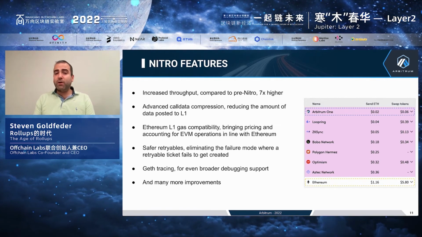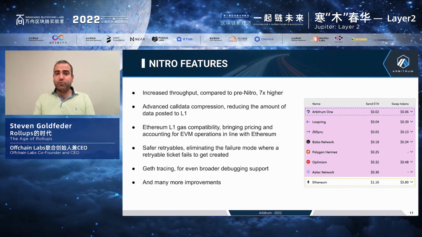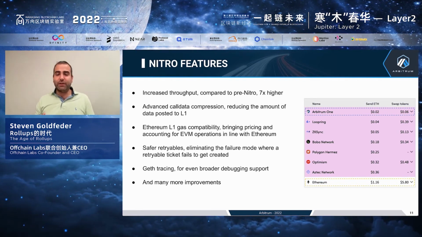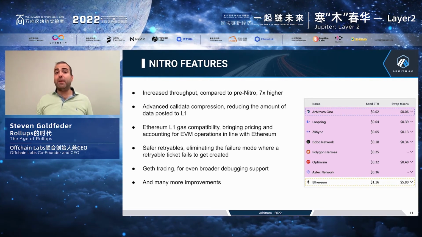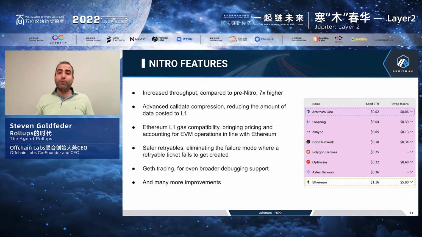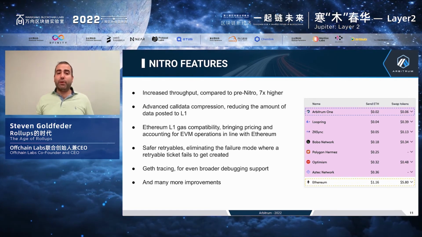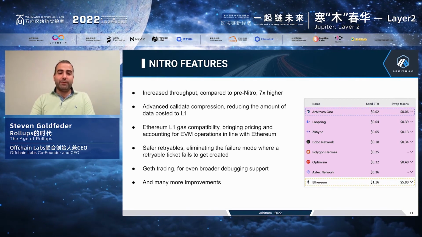And there are also many developer affordances that are enabled in Nitro because we're using the Geth node. A lot of the internals, like the gas accounting, as well as the tracing support, just became the exact same as Ethereum. So it became even more compatible with Ethereum, and Arbitrum Nitro is as compatible with Ethereum as a rollup can possibly be today, and we're very, very excited about that.